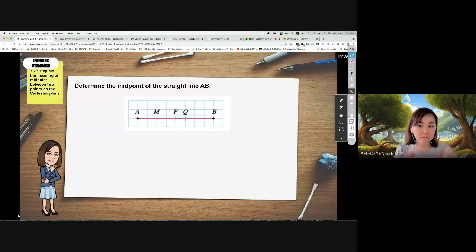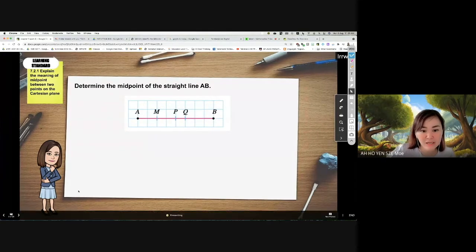How do you know that AP and PB are the same length? How do you determine that P will be the middle? Follow the grid box. So you count. Kira bilangan kotak tu kan. So 1, 2, 3, 4. 1, 2, 3, 4. Total is 8. So middle one should be 4 lah. Right or not? That's a simple one.